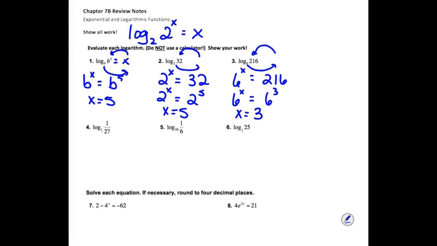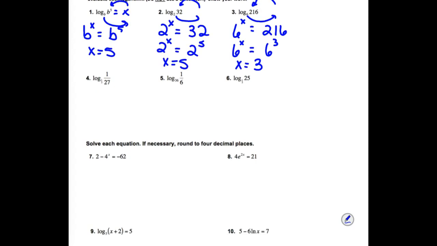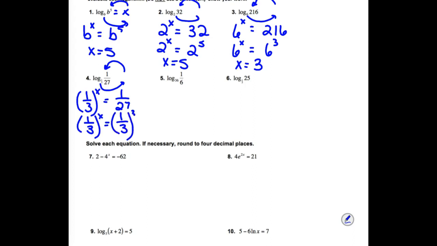Our next few are a little trickier because they involve some fractions. Question 4, our base is 1/3. We have to raise it to some power to get us to 1/27th. Our common base would be 3, or we could use a common base of 1/3 if we want to keep it in fraction form. All right, so our power would have to be 3. 1/27th is 1/3 cubed.